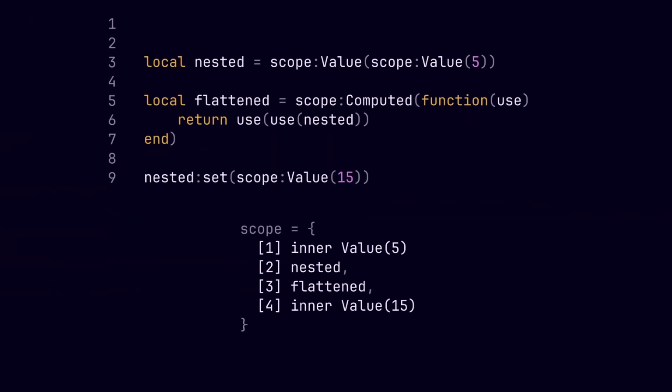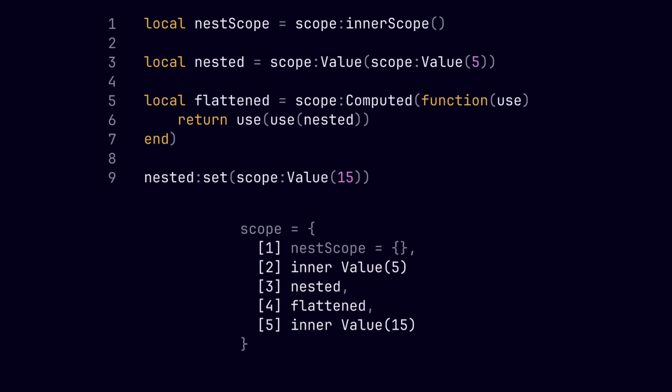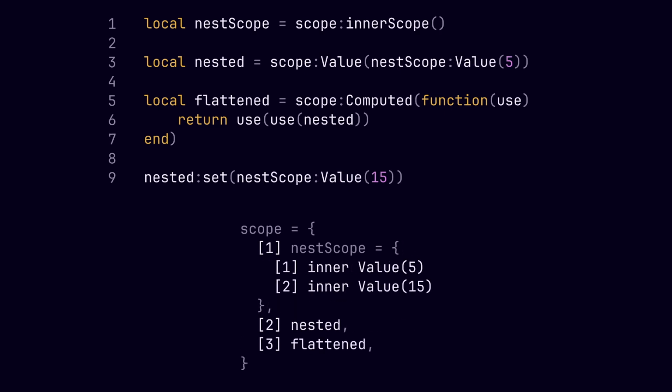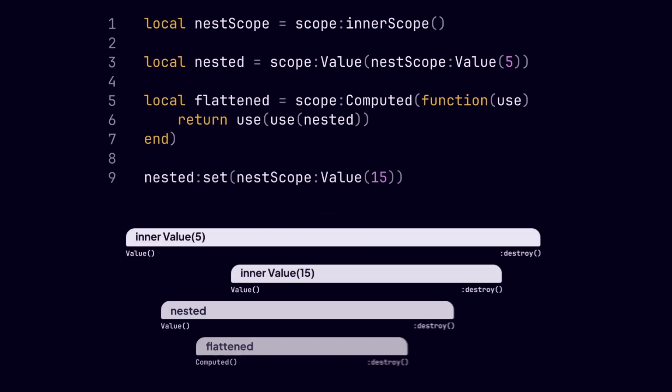So let's return to the example with the nested value objects. To make this work, we'll use the inner scope function so that we can add objects at that point in the destruction order. Then, when we're creating our innermost state objects, we'll create them using that inner scope, which means they're destroyed at that older point in time. However, we'll continue to use the outer scope for the computed object and outermost value object, because those objects depend on the objects we're creating inside of the inner scope. So we want to make sure that the computed and outermost value are destroyed first. With that, the code now works perfectly. No warnings are emitted, and the objects are destroyed in the correct order.